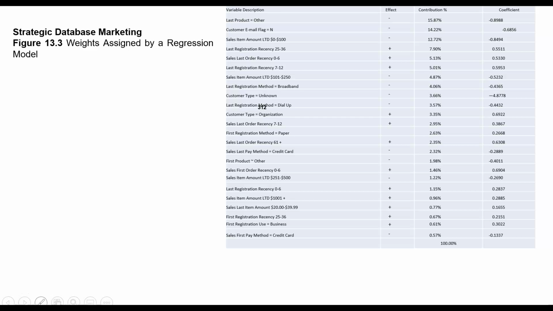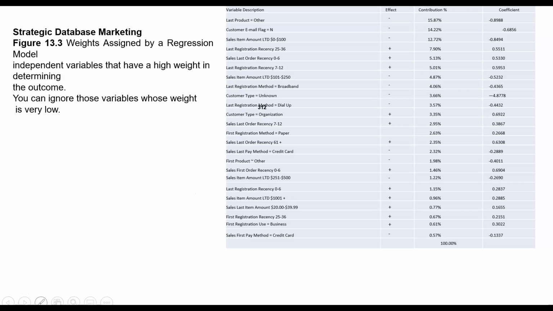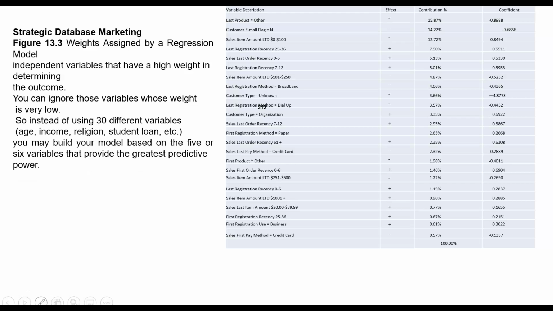So, okay, I hope you understand that. You could ignore variables whose weight is very low. Instead of using 30 different variables, you can build your model based on the 5 or 6 variables that provide the greatest predictive power.